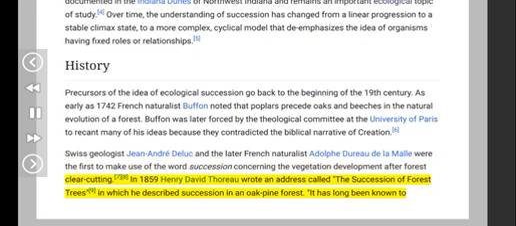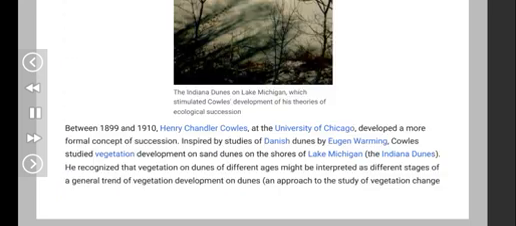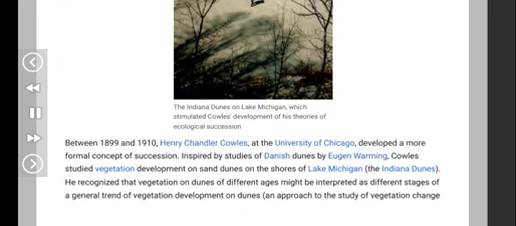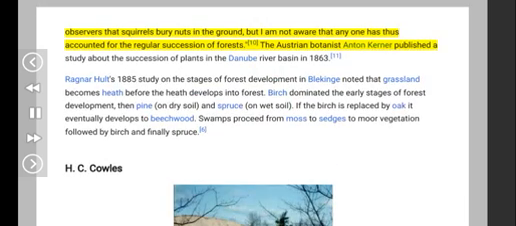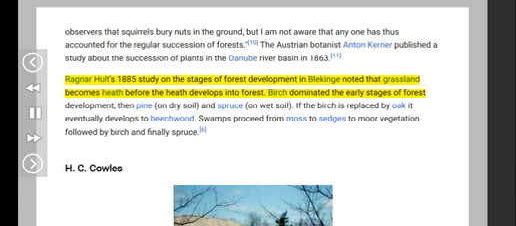In 1859, Henry David Thoreau wrote an address called The Succession of Forest Trees, in which he described succession in an oak pine forest. "It has long been known to observers that squirrels bury nuts in the ground, but I am not aware that anyone has thus accounted for the regular succession of forests." The Austrian botanist Anton Kerner published a study about the succession of plants in the Danube River Basin in 1863. Ragnar Hult's 1885 study on the stages of forest development in Blekinge noted that grassland becomes heath before the heath develops into forest.